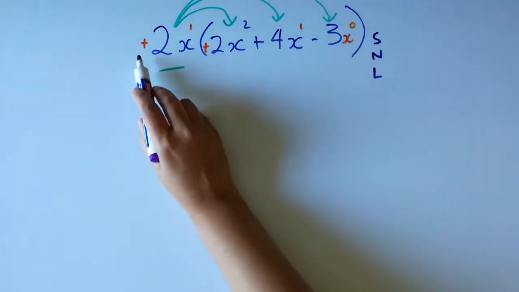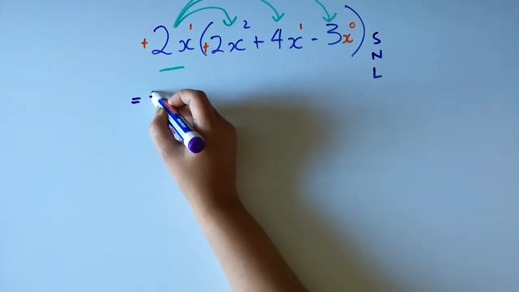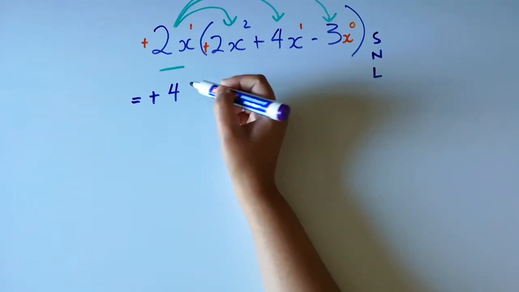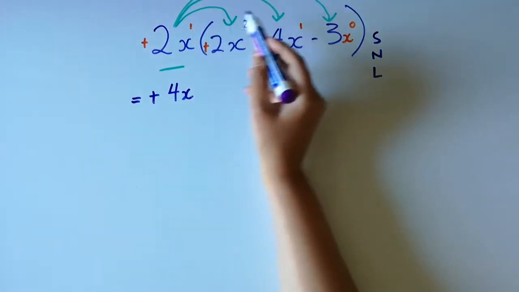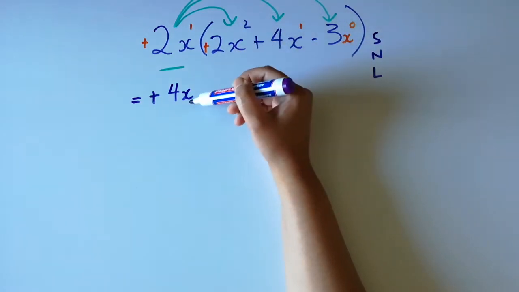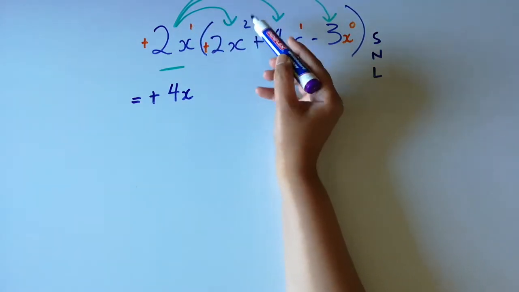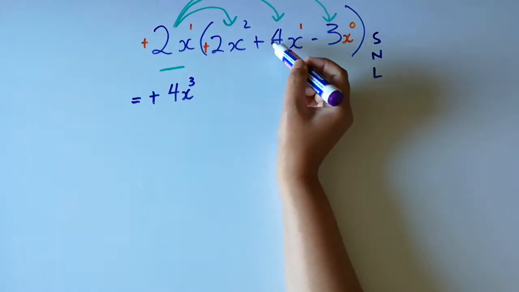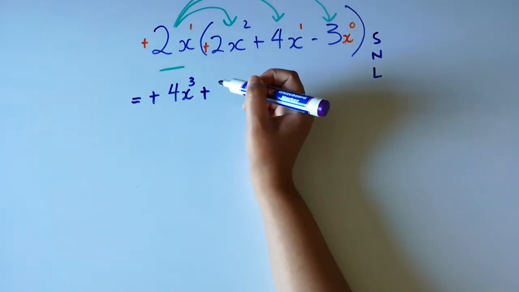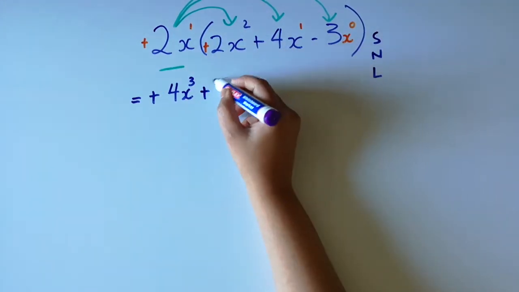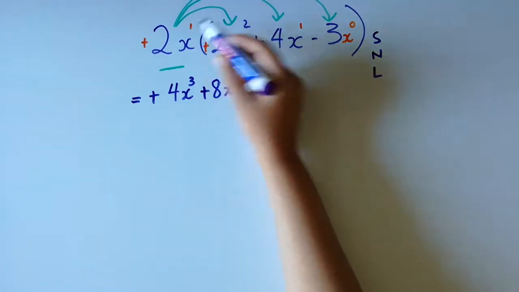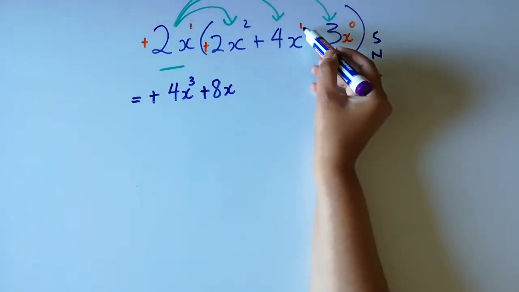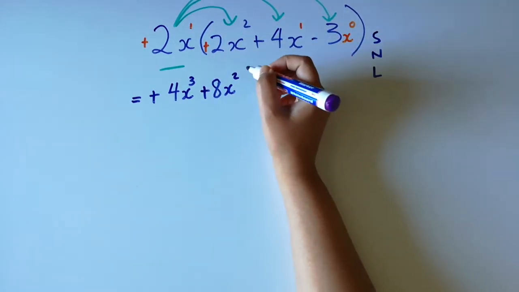So sign first, plus times plus will give me plus. Number, 2 times 2 will give me 4. And letter, x to the power 1 times x to the power 2 will give you x to the power 1 plus 2, which is 3. Next one, plus times plus will give us plus. Number, 2 times 4 will give us 8. And x to the power 1 times x to the power 1 will give us x to the power 1 plus 1, which is 2.